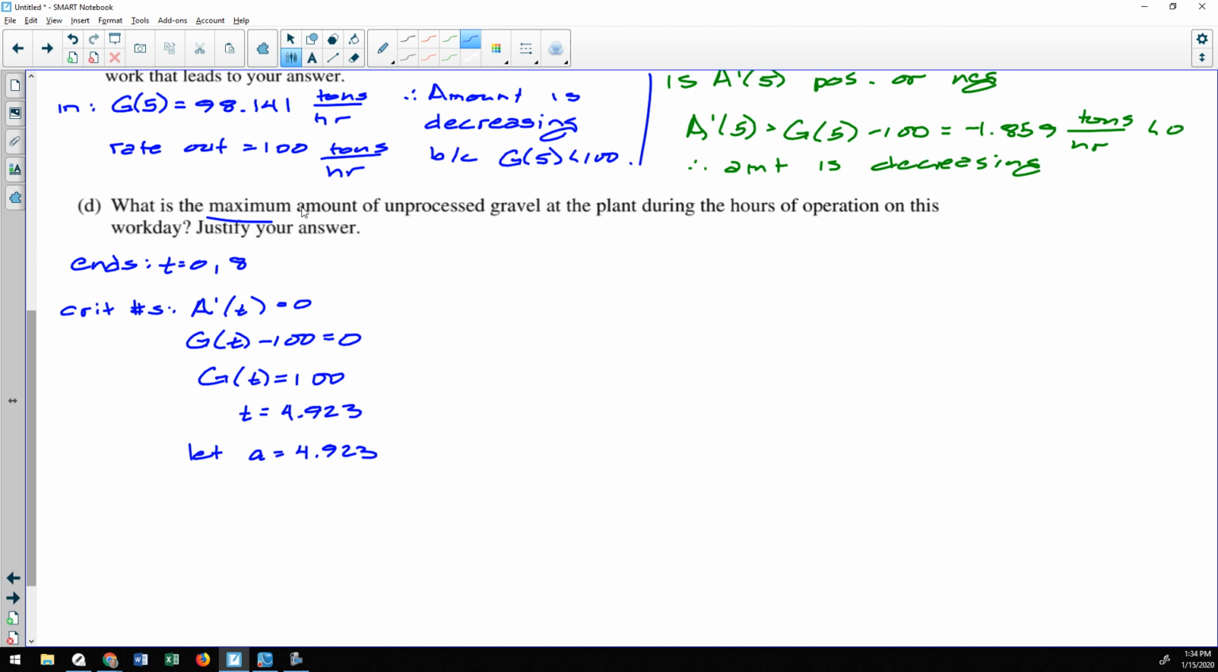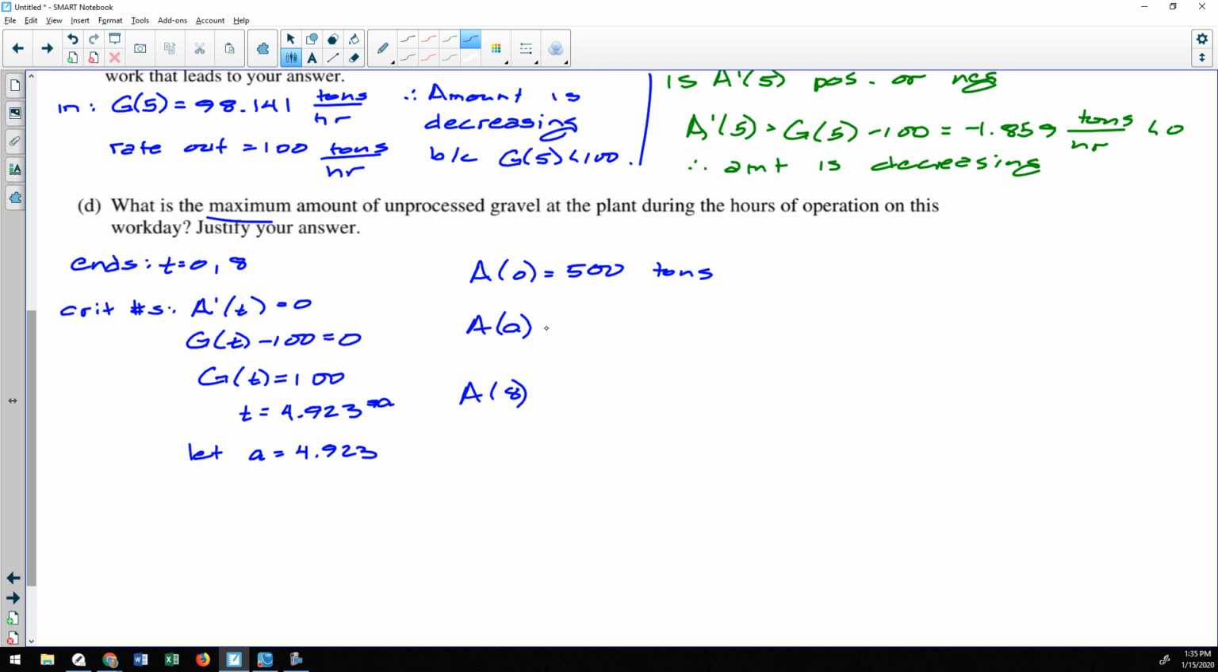So now to find out when the max occurs, or in this case what the actual maximum amount is, I need to find out what my amounts are at the beginning of the day, which is given. That was, it's way up there somewhere, I think it was 500. I'm doing that off memory. I'll scroll up and check that in a minute, but I'm pretty sure it was 500 tons. Then I need to find my amount at the critical number, which I've defined as 4.923. I've stored that in my calculator. And so I could find my amount at that time, and then I need to find my amount at time 8.